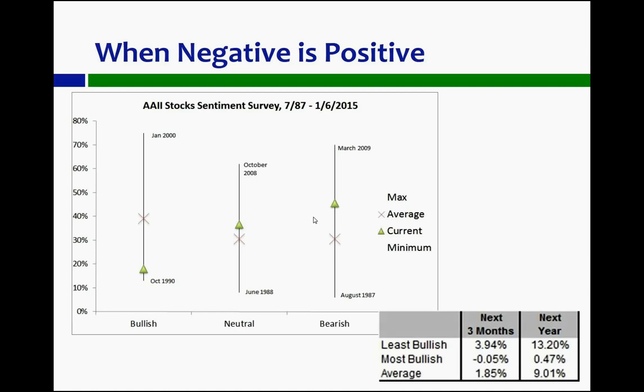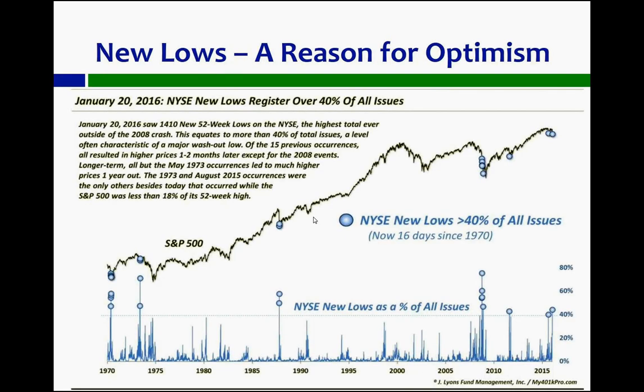forward. And another thing to pay attention to is new lows. A lot of times the market is doing really well when there are a lot of new highs. But on January 20th, new lows meaning a stock hit its lowest point for the year. And this chart is basically showing that on January 20th, 1,410 stocks registered new lows on the New York Stock Exchange.